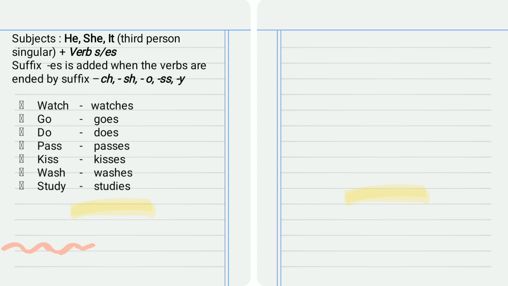Besides verbs which end in ch, sh, o, ss, and y, you add s only. Jadi selain kata kerja yang berakhiran huruf ch, sh, o, ss, dan y ini, kata kerja tersebut hanya ditambahkan s. Seperti contoh speak, you just add s at the end of the verb, so it becomes speaks. Drink, so you add s, so it becomes drinks, and so on.